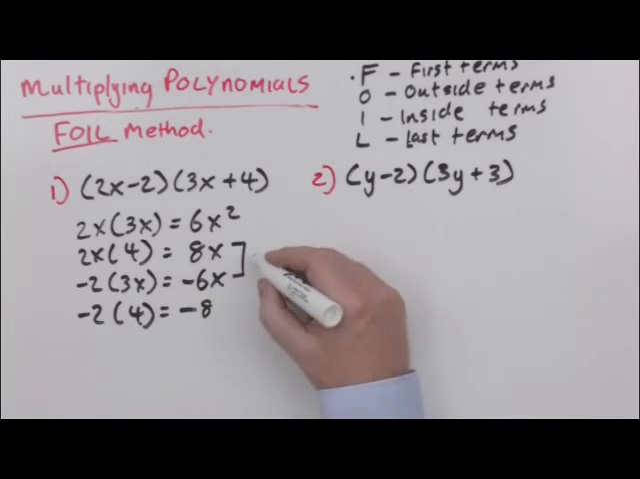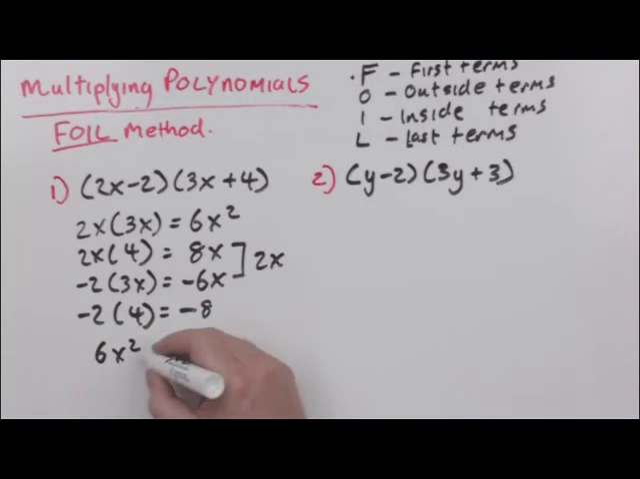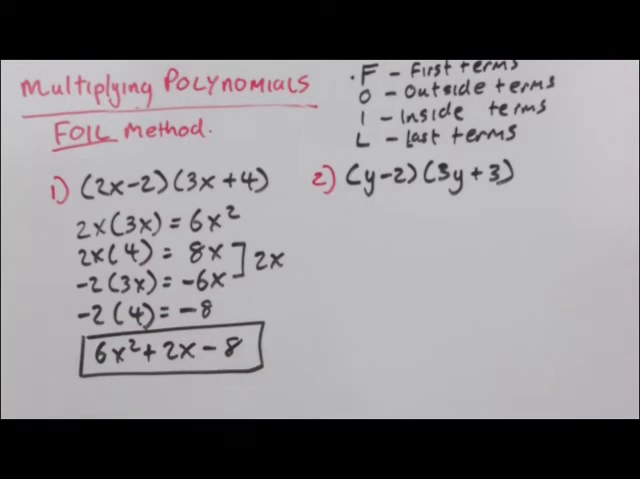So we've got to combine these like terms here. So that would be 2x, 8 minus 6. So 6x squared plus 2x minus 8 is my answer. Great. Let's look at another.